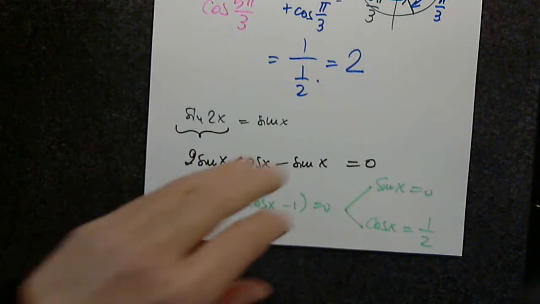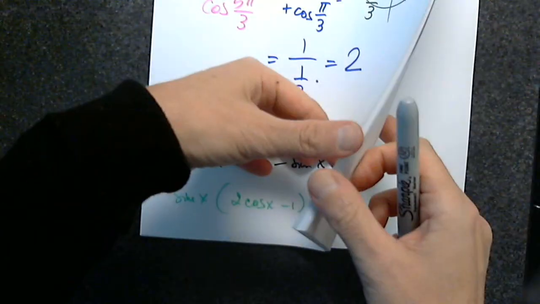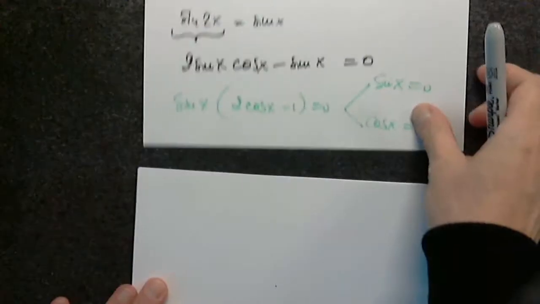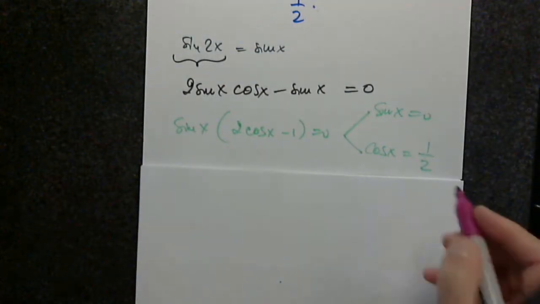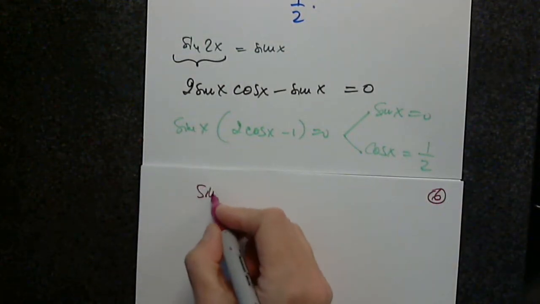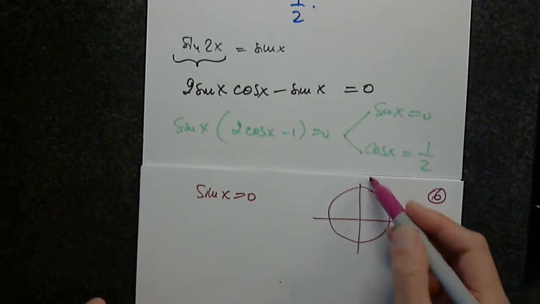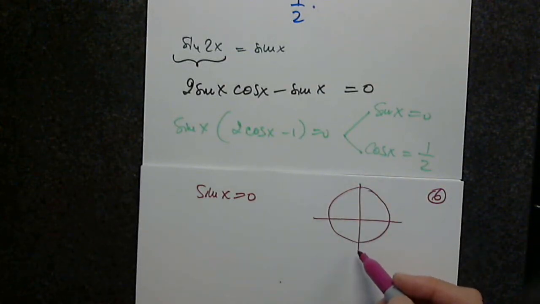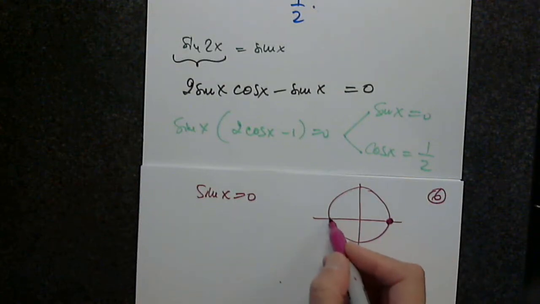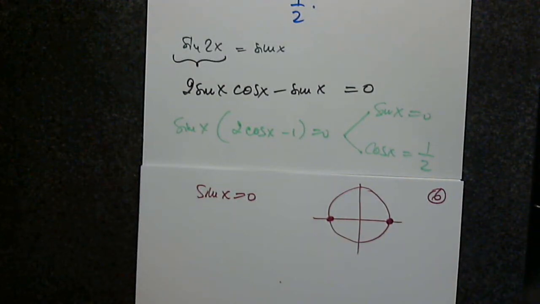Okay, so then sine x is 0. Remember, sine is measured on the y-axis. So these are the two options in which sine is 0. So x equals 0 and x equals pi.